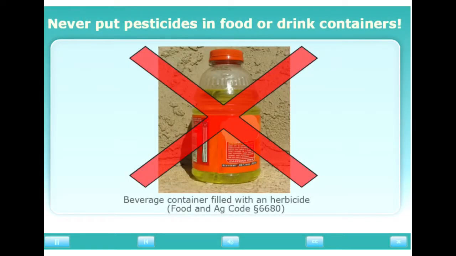Never put any pesticide into a food or drink container for any reason. Children or other people can mistake the pesticide as something to eat or drink and be poisoned.